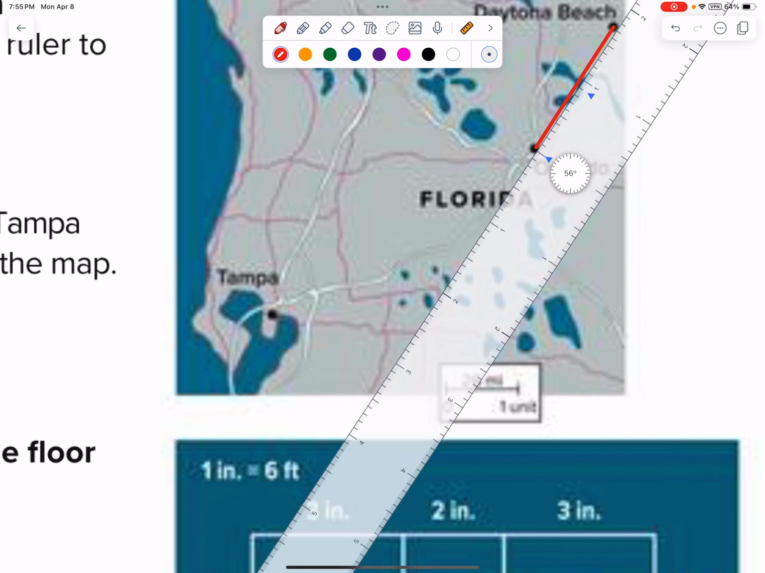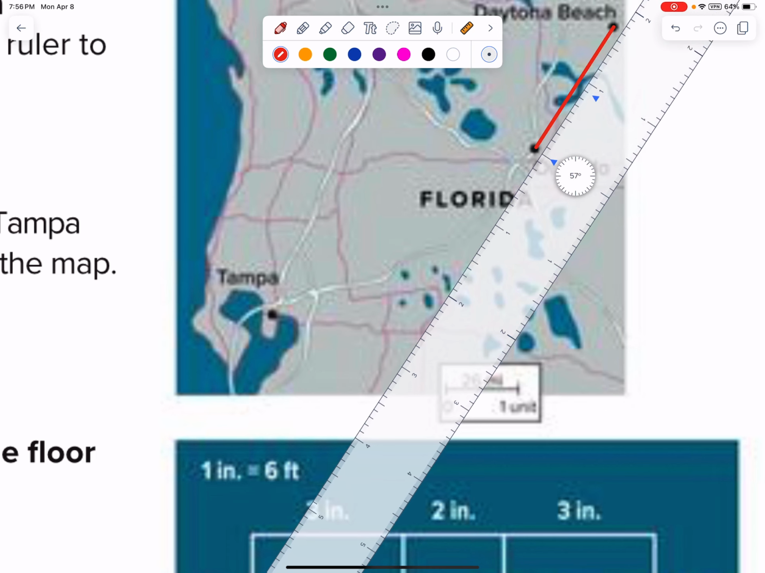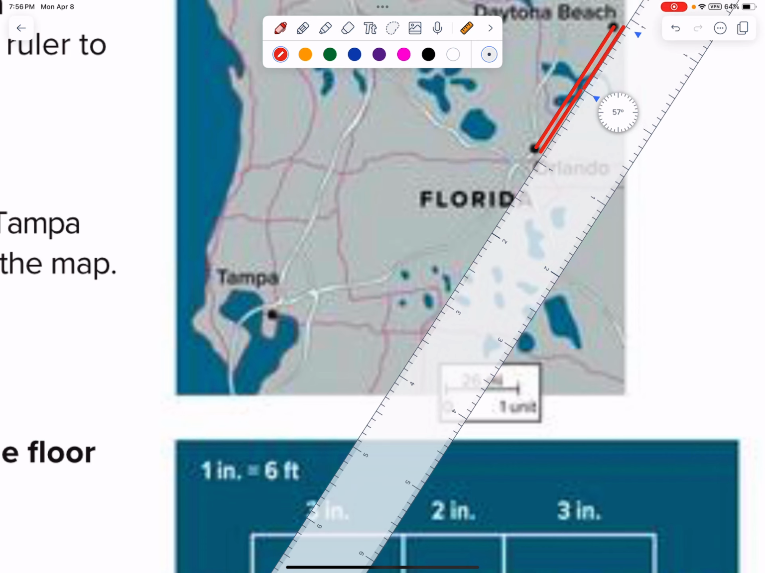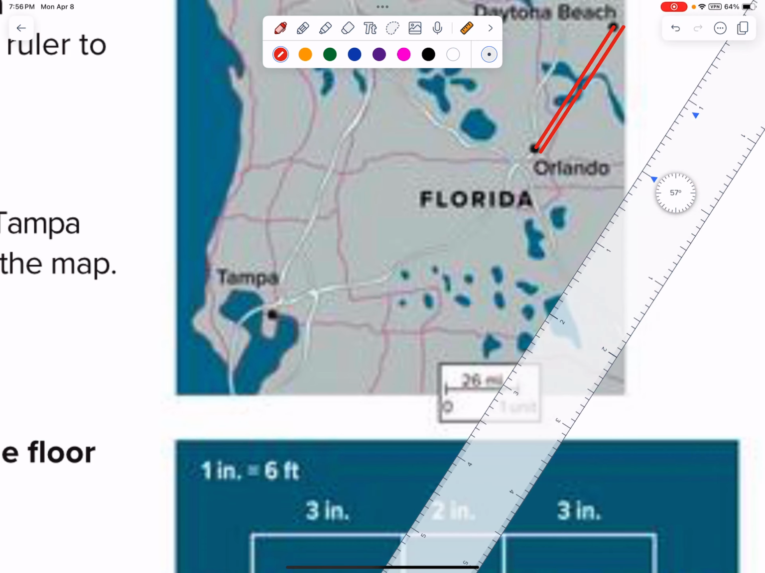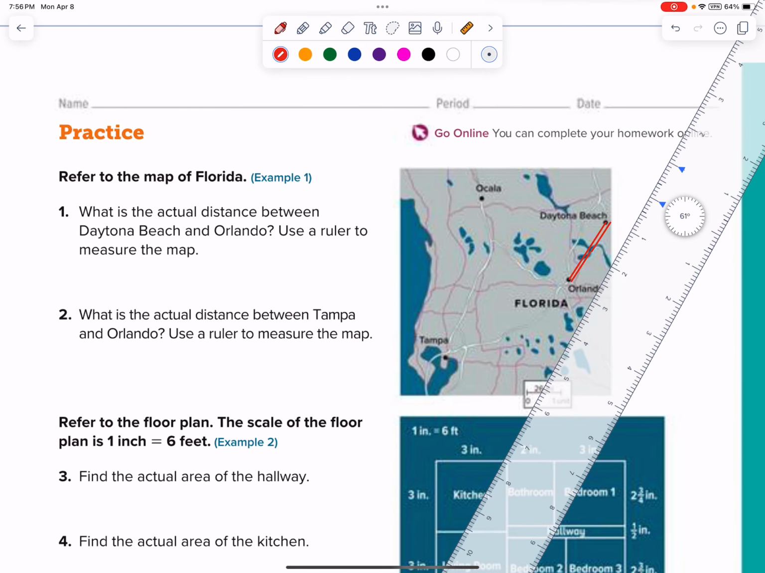You can sort of look and estimate here, or we could actually tap the line. So I'm going to go a little bit below, double tap. And then you can pretty much see, if I double tap again, we have 2 units of distance there. So the actual distance is 2 units.